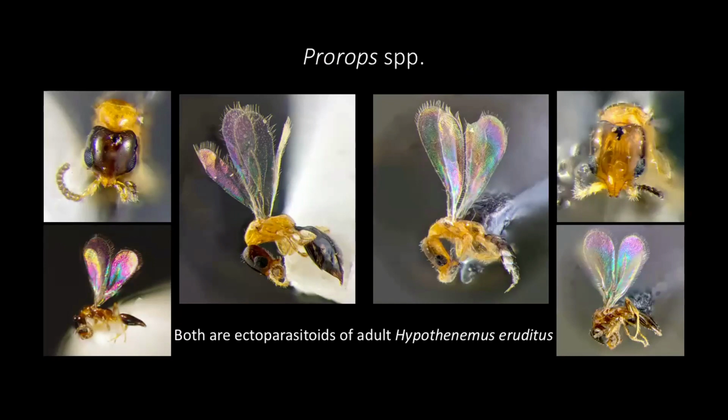So here are two Prorops species. The three pictures on the left and the three pictures on the right are the different species. They both seem to have a similar biology. They're both parasitoids of the adult stage of Hypothenemus eruditus beetles, which is unique in a couple of ways. They're the only bethylids known to parasitize the adult stage of their hosts, and they're the only known ectoparasitoids of adult bark beetles.